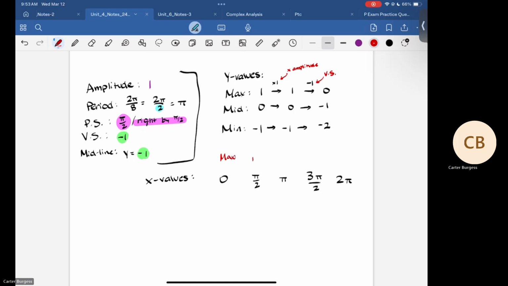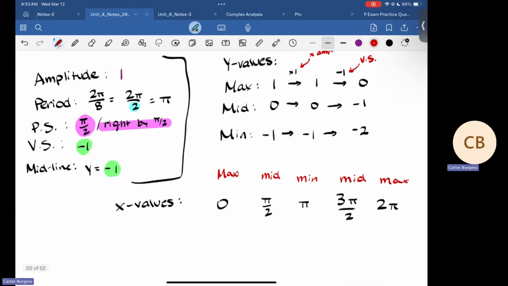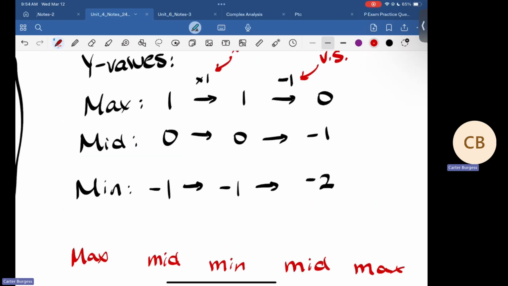Max, mid, min, mid, max. Which, okay, we could apply that here in a second, and we will. But this is why we're doing it, those are the values that we care about. Normally it would be that. Now it's going to be the transformed ones. So it'll start at 0 and then -1 and then -2 and then -1 and then back to 0. Super good. Very, very nice.